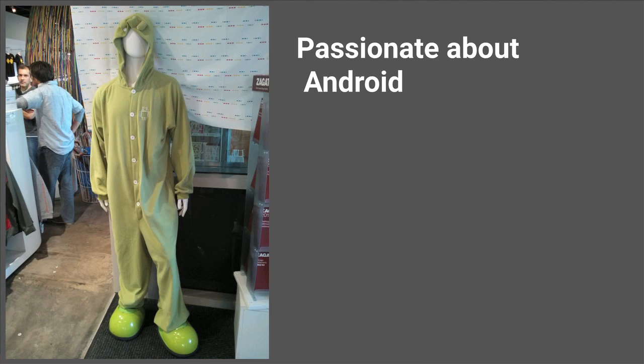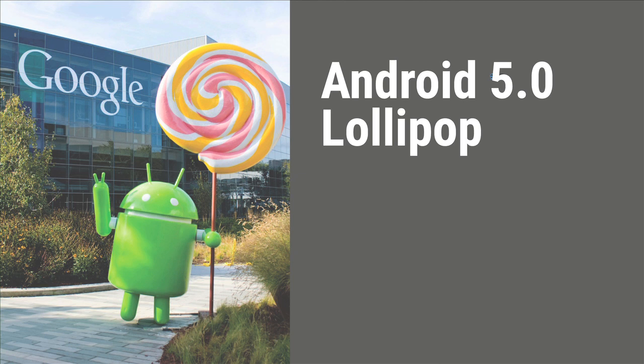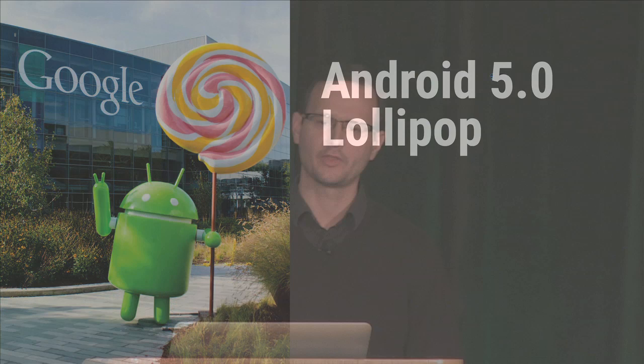Now, the most exciting thing to happen to Android lately is, of course, the release of Android 5.0, Lollipop. We're going to talk a lot about Lollipop. Most of the slides we have today are about the new features and APIs available in the platform. But before we get started with that, I wanted to talk a little bit about where we've come from.